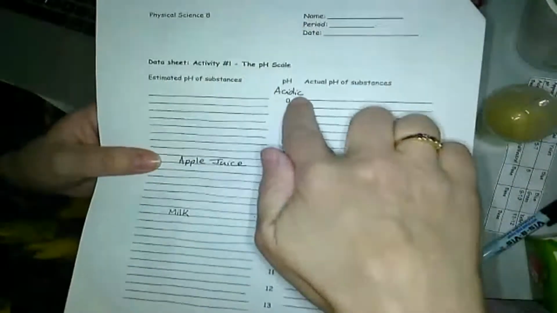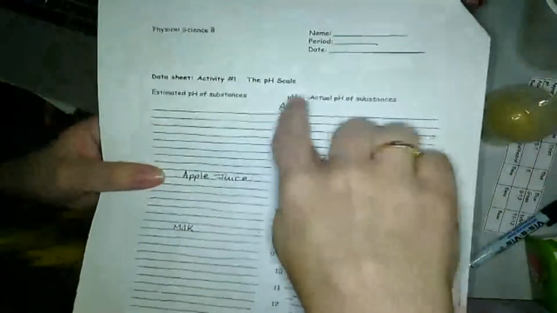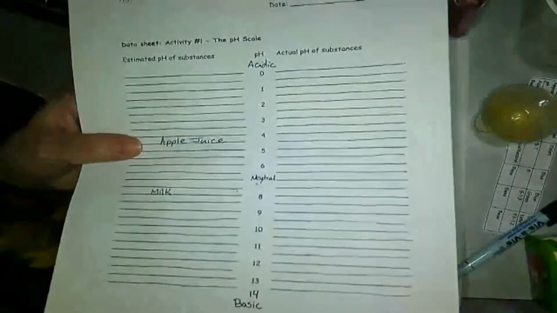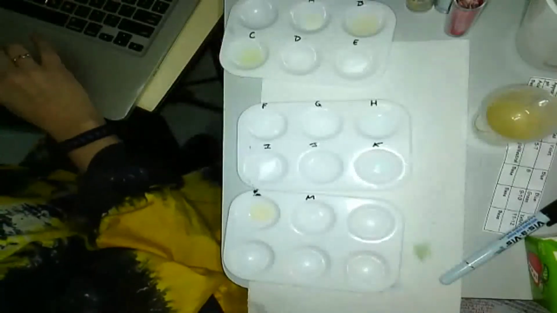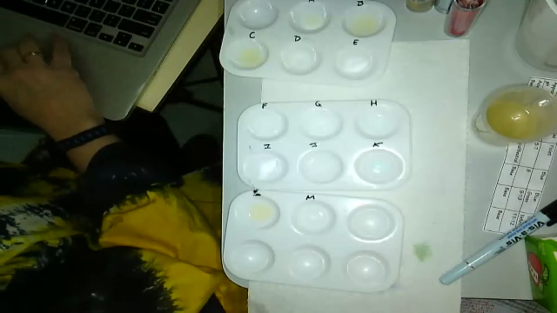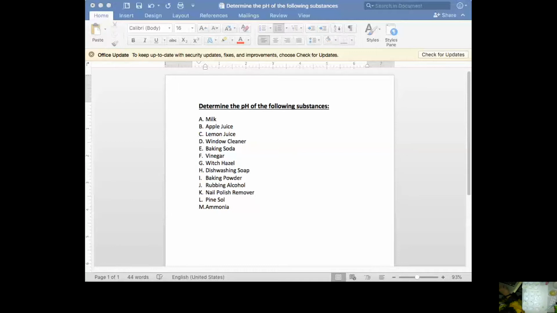Neutral is at 7. The closer you get to 0, the more acidic it becomes. So these are your really strong acids. These are your weak acids. These are your weak bases. These are your strong bases. So what you're going to do is look at this list. It's up on the board over there to the side, and it's also there. You're going to look at this list, and you're going to make a guess where they go.